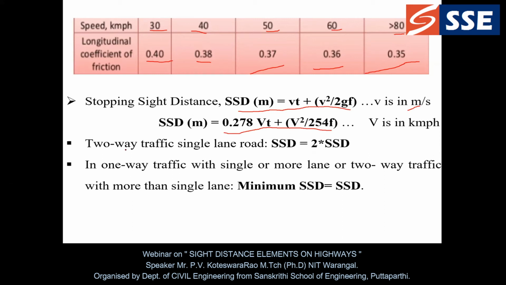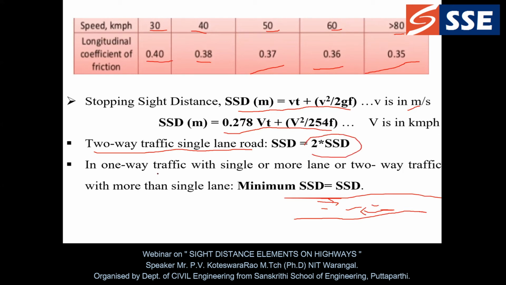So here, whenever we have a two-way traffic single lane road, please observe, a single lane but with traffic in both directions, then the stopping sight distance has to be taken as 2 times the SSD. Whereas in one-way traffic with single or more lanes, the minimum SSD is whatever SSD value you obtained. This is on a horizontal road surface.